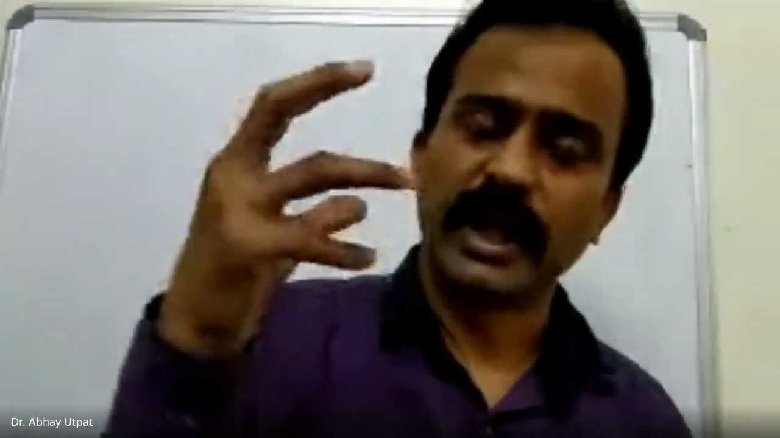Injection molding, rotational molding, compression molding, and blow molding. Cap of the jar. Big plastic jar is there. There is one cap. So that cap is made by which molding process? Injection molding. Correct answer. So now next question.